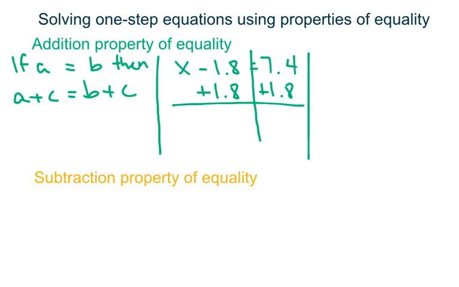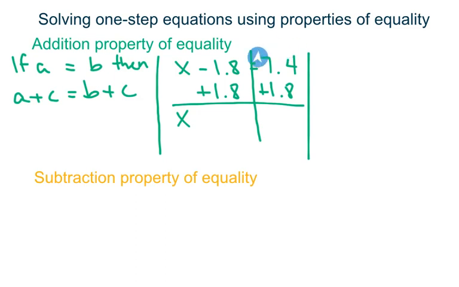The x is still there and nothing has happened to it, so I drop the x down here. When you add opposites, you get 0. So minus 1.8 plus 1.8 is 0. Anything plus 0 is itself, so we say that those cancel. So we don't have anything to put down here because it's 0.